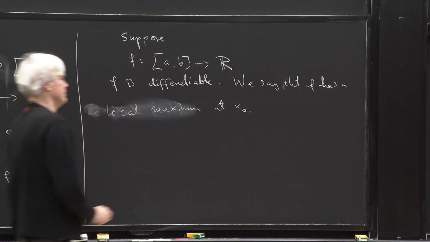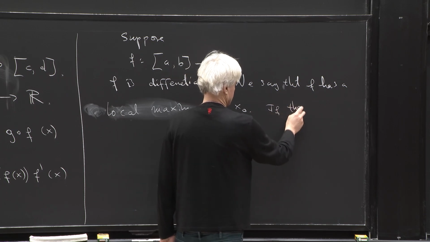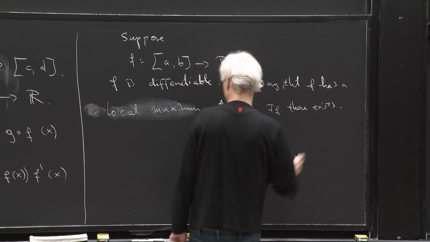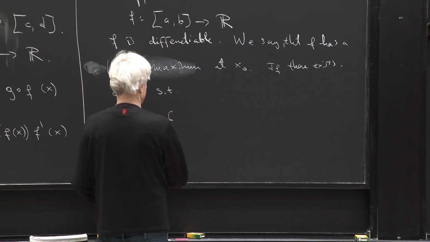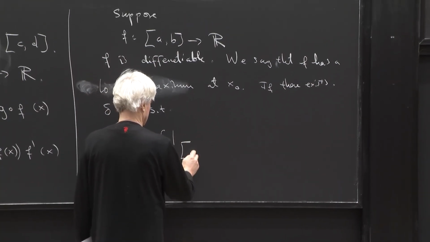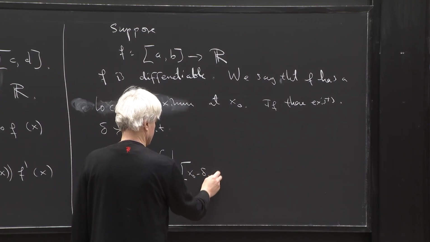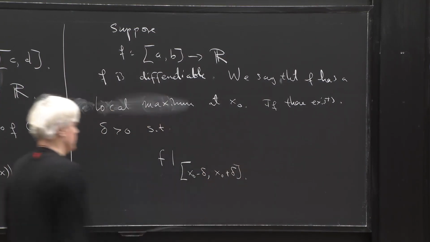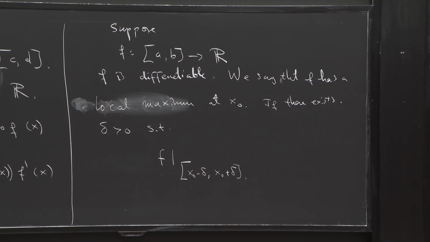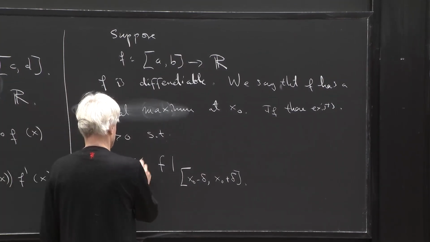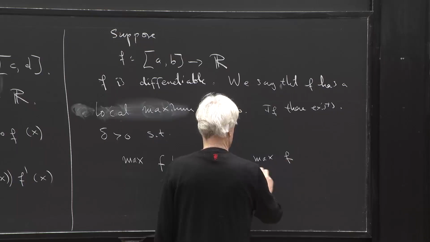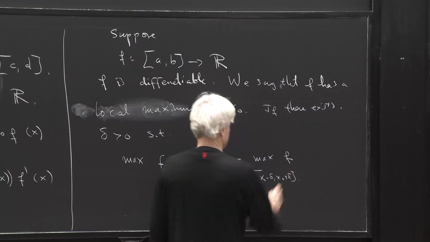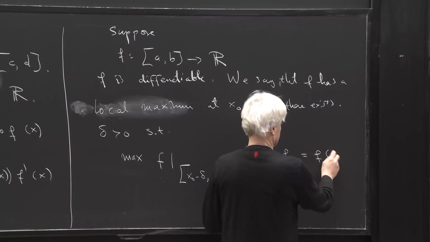if there exists delta greater than 0, such that if you restrict f and you just think about f on this little interval around x0, so you're forgetting about how f looks everywhere else, then if you're looking at the maximum of this function, which is the same as just the maximum of f on this little interval, then the maximum is achieved at x0.